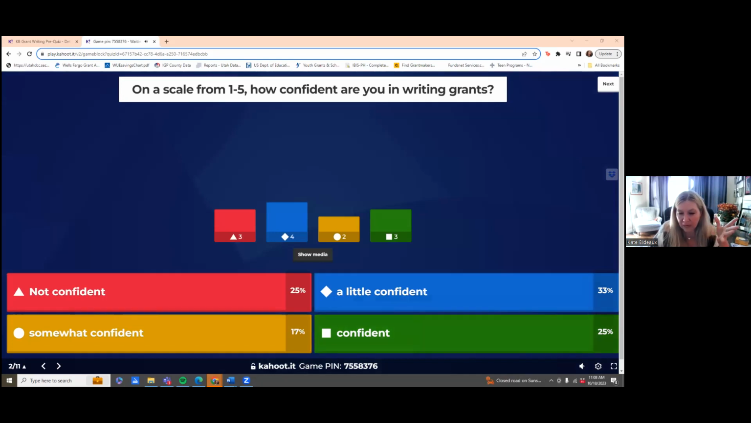Well, great. We've got a lot of people who are confident, at least somewhat confident. So that's a great realm of different people. Hopefully by the time we're done, anybody who's at the not confident level will move up. So our goal is to move everybody up one level here today.